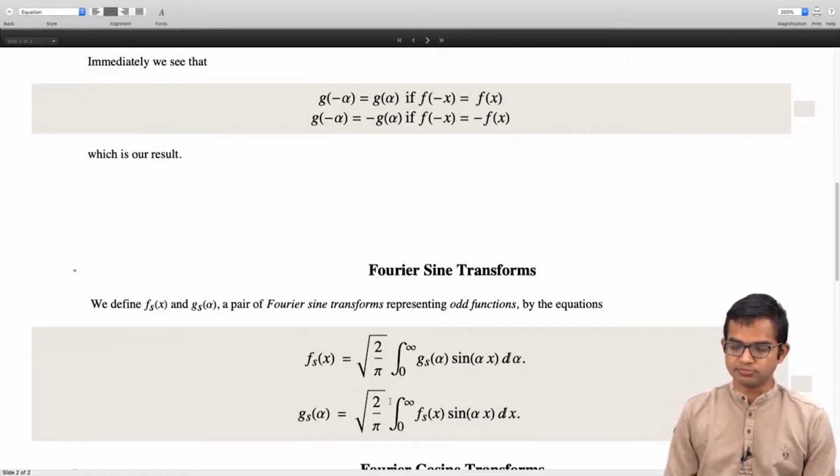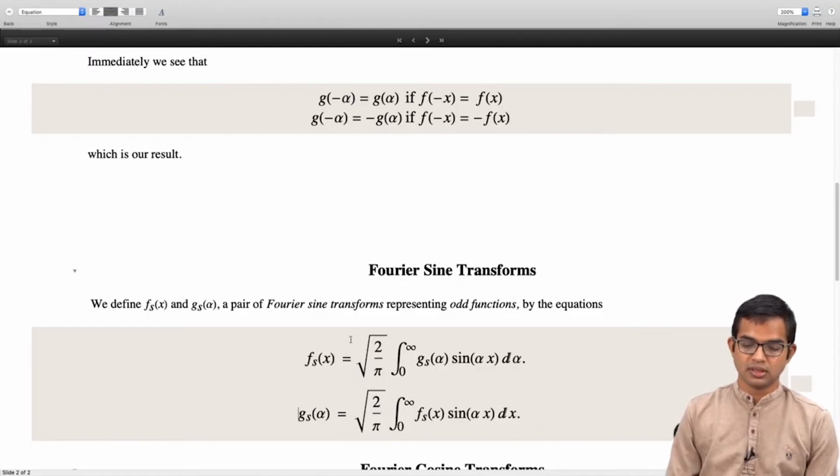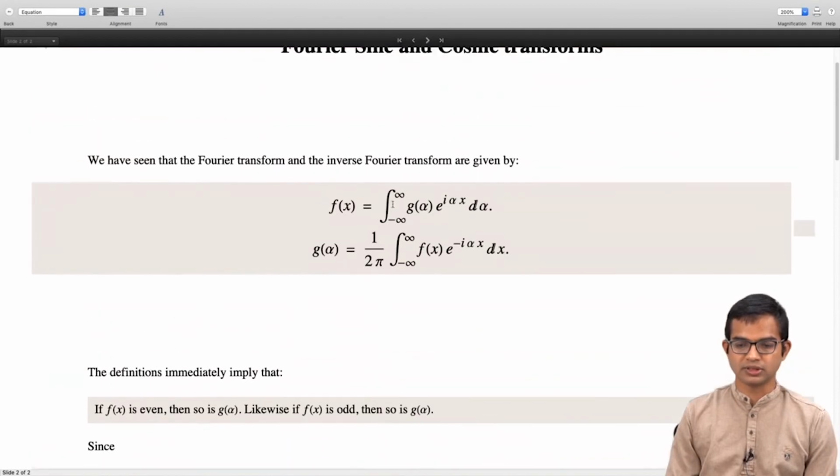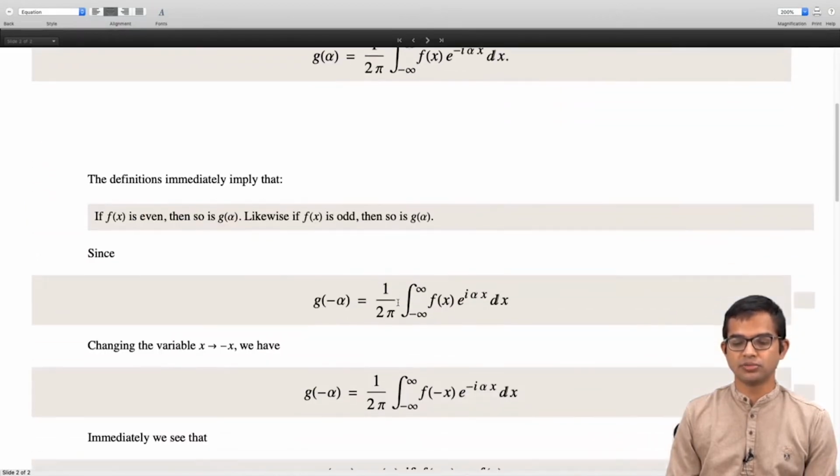So now the definition for the Fourier sine transform is simply given by square root of 2 by pi integral 0 to infinity fs of x sine of alpha x dx, and the inverse Fourier transform gives you a representation for your function in terms of this integral: integral from 0 to infinity gs of alpha sine of alpha x d alpha. So this is to be viewed in parallel to these expressions, and so you see that instead of your limits going from minus infinity to plus infinity, here it will go from 0 to infinity.